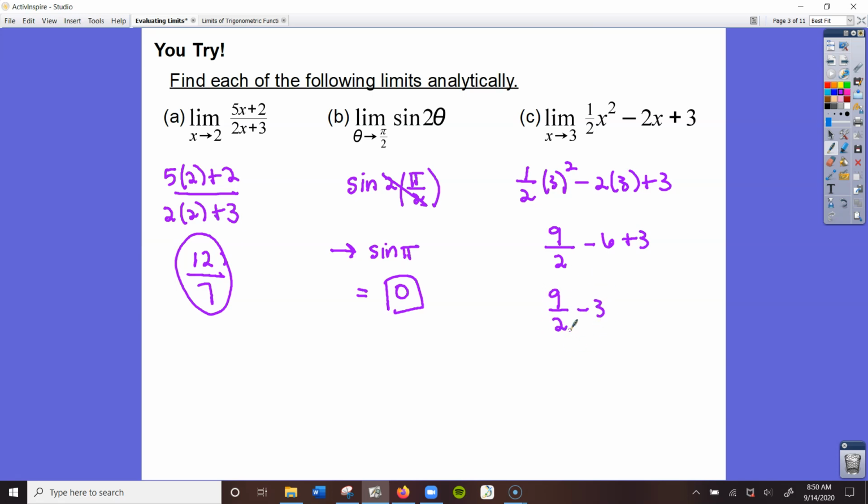And then here we're going to need a common denominator. So I'm going to put this over 1. The common denominator is 2, so I'm going to multiply this by 2 and this by 2. We get 9 over 2 minus 6 over 2, which is equal to 3 over 2.